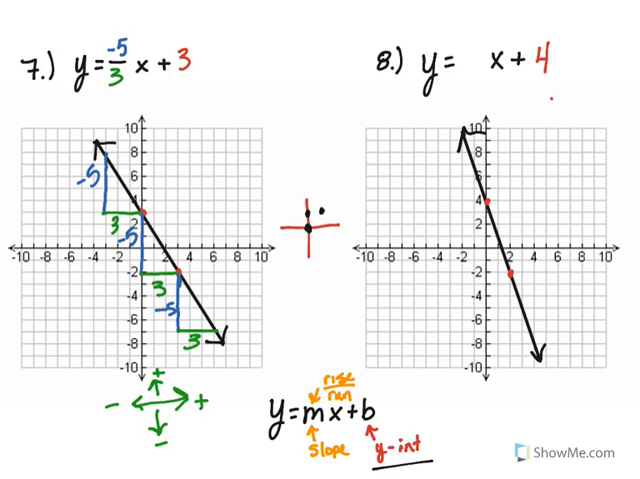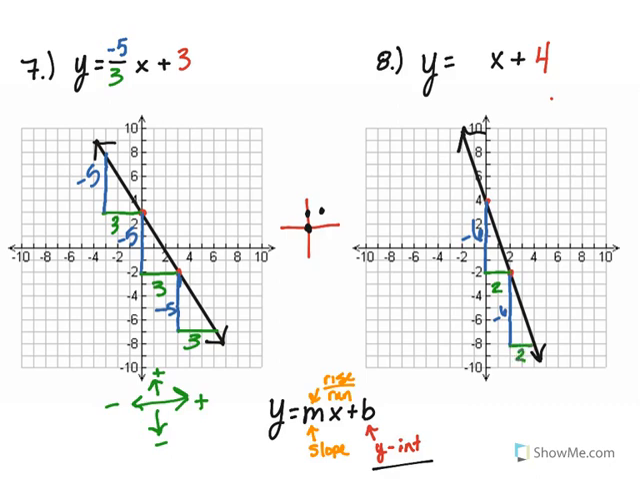So let's go to this one. We're going down 1, 2, 3, 4, 5, 6. Down is negative, so it's -6. Then we go to the right 2, so it's +2. I could do that again. I could go down 6. 1, 2, 3, 4, 5, 6. And to the right 2. 1, 2, and I'm at that line again.